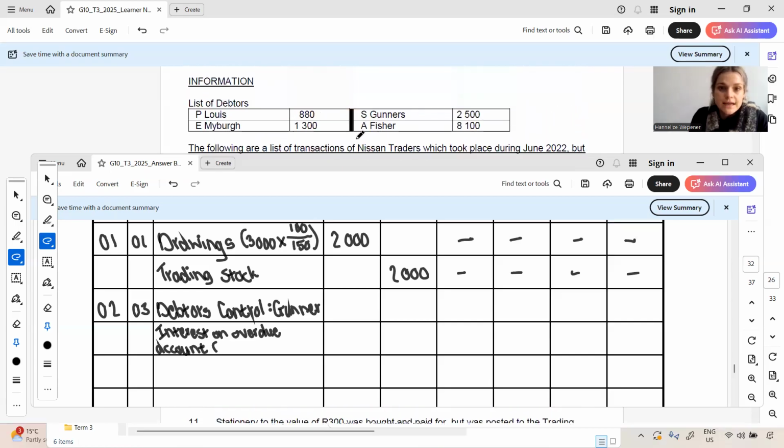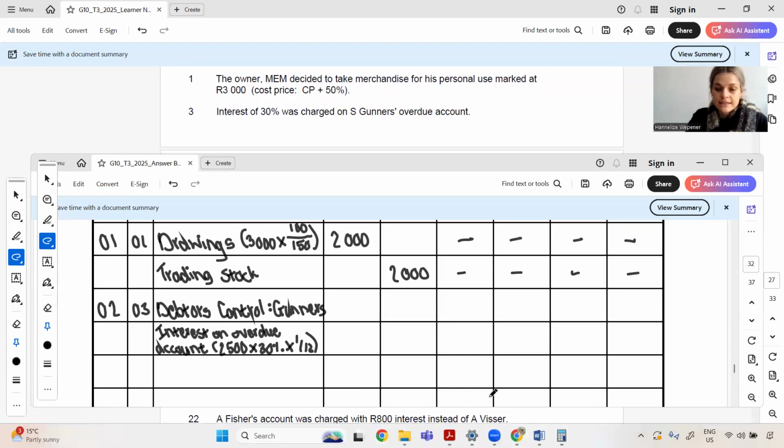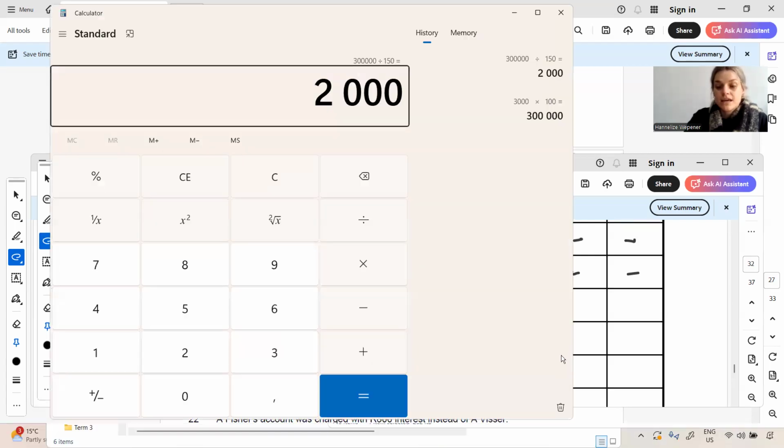There we go. Is Gunner, he owes us 2,500. Oh, it is Gunners. I only wrote Gunners. There we go. 2,500 at 30% per annum. However, we are only charging this for 1 out of the 12 months. We usually tell you how long it has been outstanding, but if not, then you can just assume that it was for 1 month only.